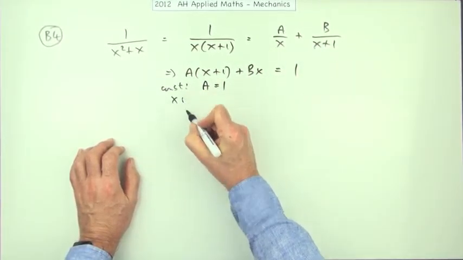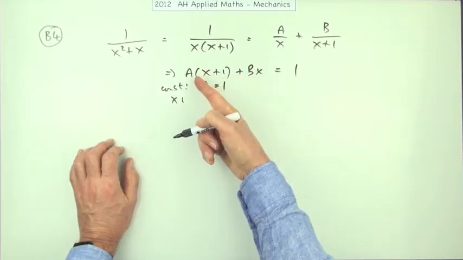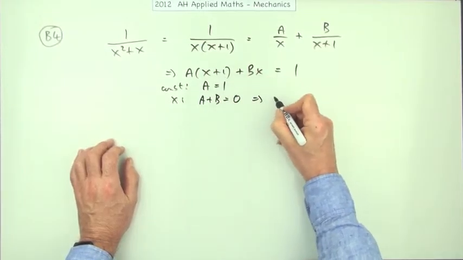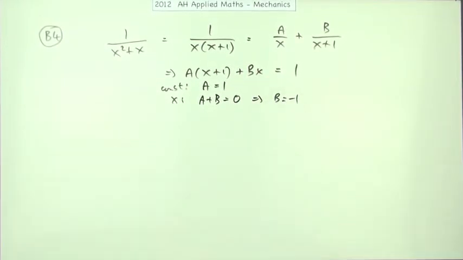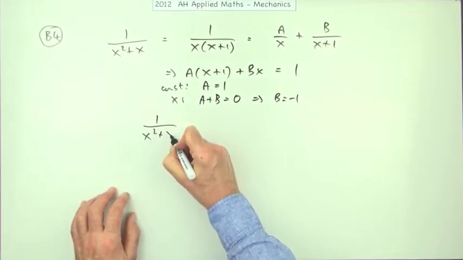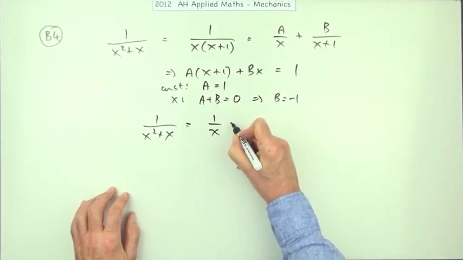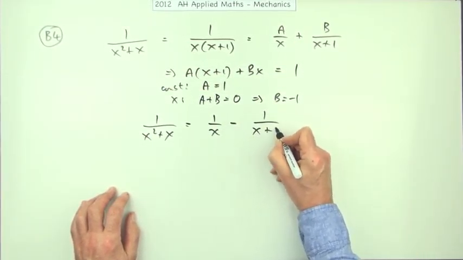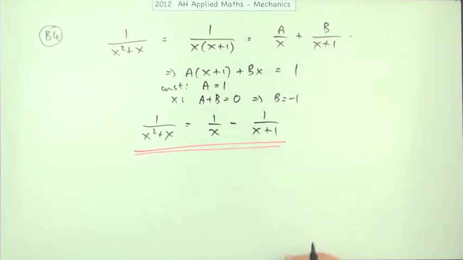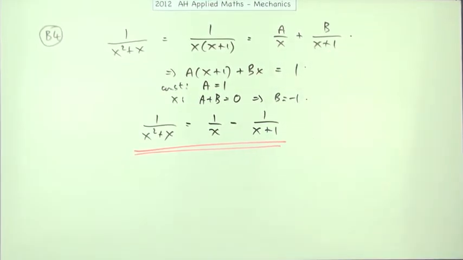And let's compare the x terms. Well, the x terms should come to 0. And the x terms are made up of a plus b, which should equal 0. Well, if a is 1, that means that b is -1. But the same might work both ways. Which means, in any case, express that in partial fractions: that would be 1 over x minus 1 over x plus 1. There was 1 mark for separating into 2 fractions, and 1 mark for each of the values of a and b.